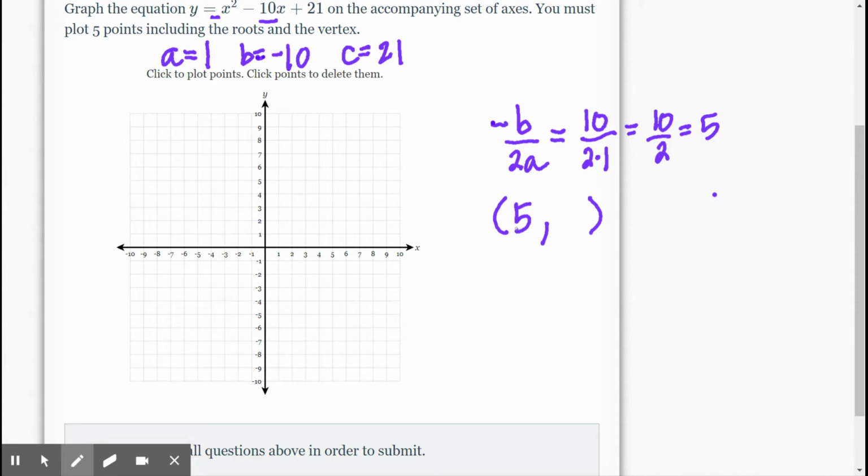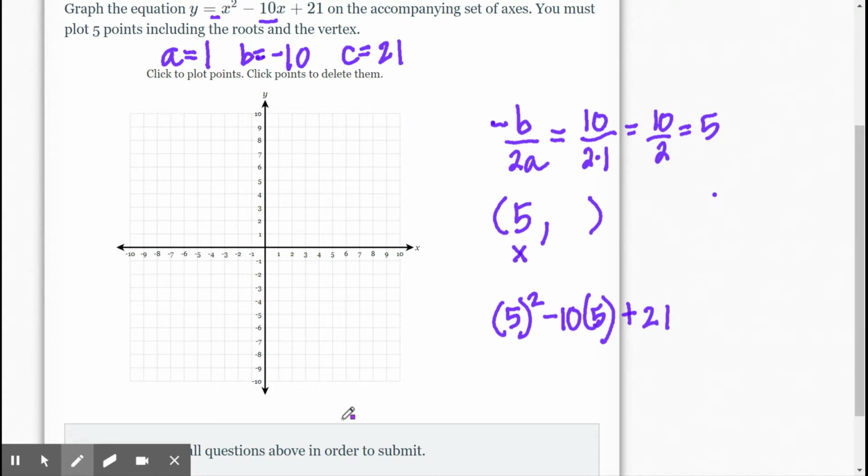To figure out the y coordinate, this is the x value. We're going to plug that in for x into the quadratic. So we've got x squared, so I'm going to put a 5 in there, minus 10 times x plus 21. You'll notice wherever there was an x, I just substituted in 5.